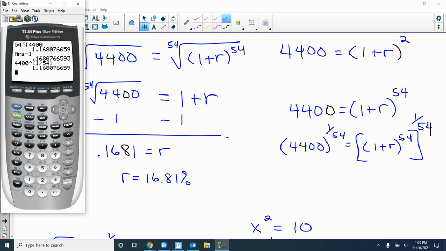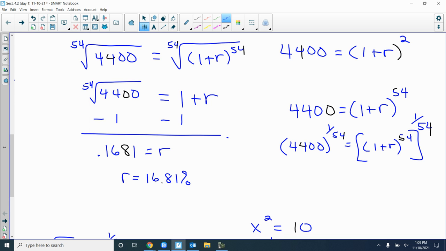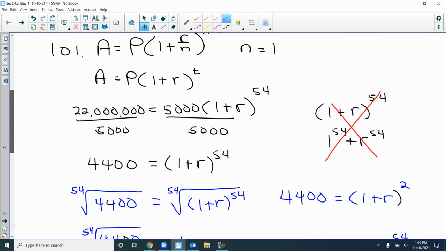So 16.81%. Now, compound interest, things like this, it takes time, but once you get it for a lot of time, things really build up. So 54 years is a long time. Moral of the story is if you can start putting money away, the earlier, the better. Even if it is $1,000, 500, whatever, 2,000, put that away.